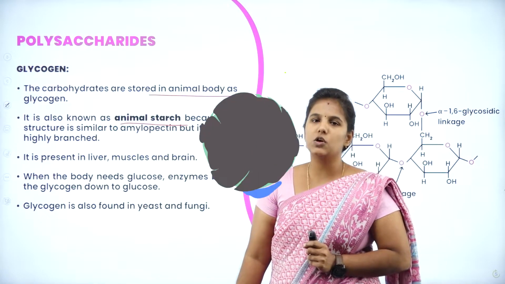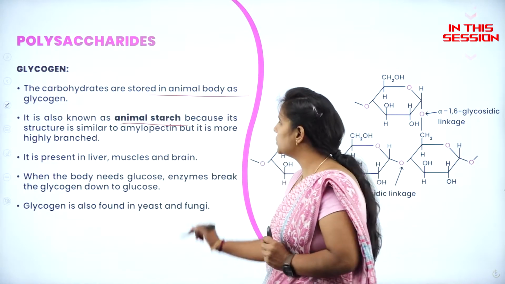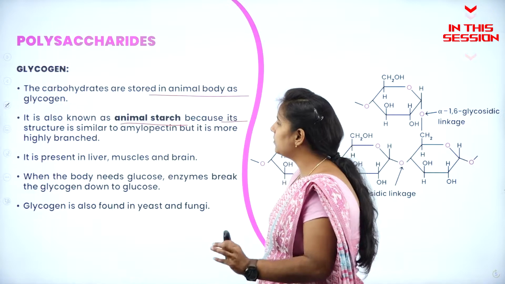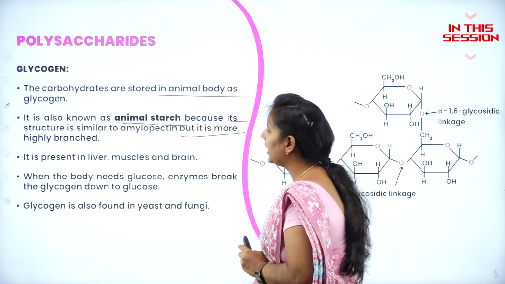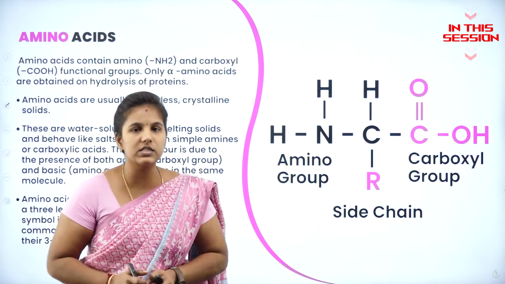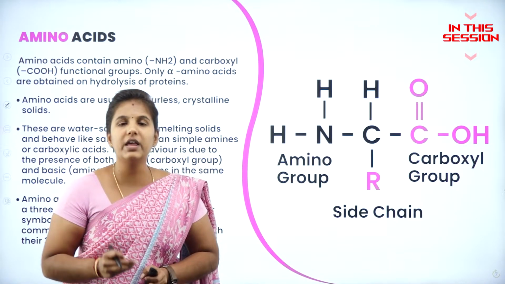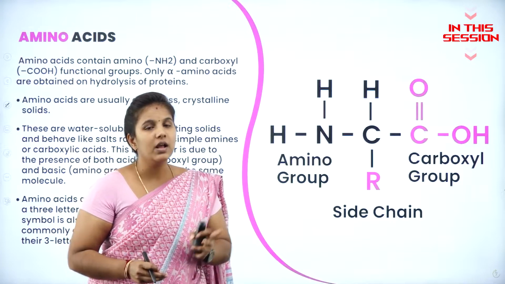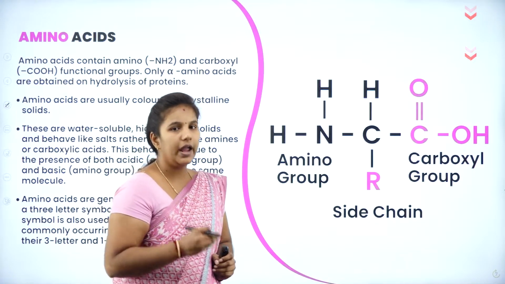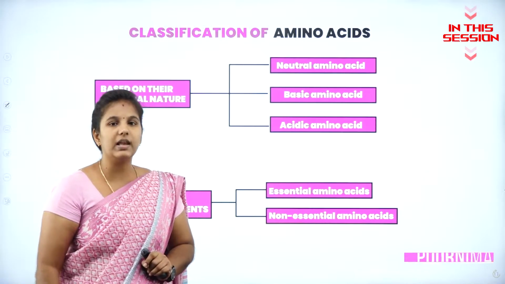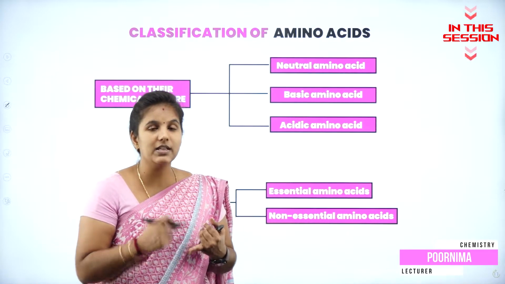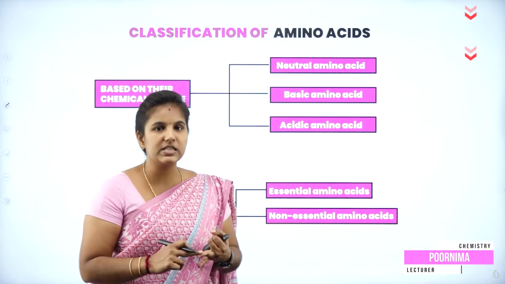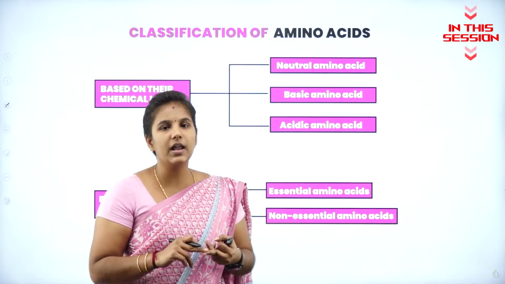So glycogen is also known as what? Animal starch, because the structure is similar to the amylopectin but more highly branched. Amino acids are nothing but a protein where it consists of NH2 group as well as COOH group. So based on the chemical nature, we can classify the amino acid into three types. The first one is acidic amino acid, basic amino acid and neutral amino acid.